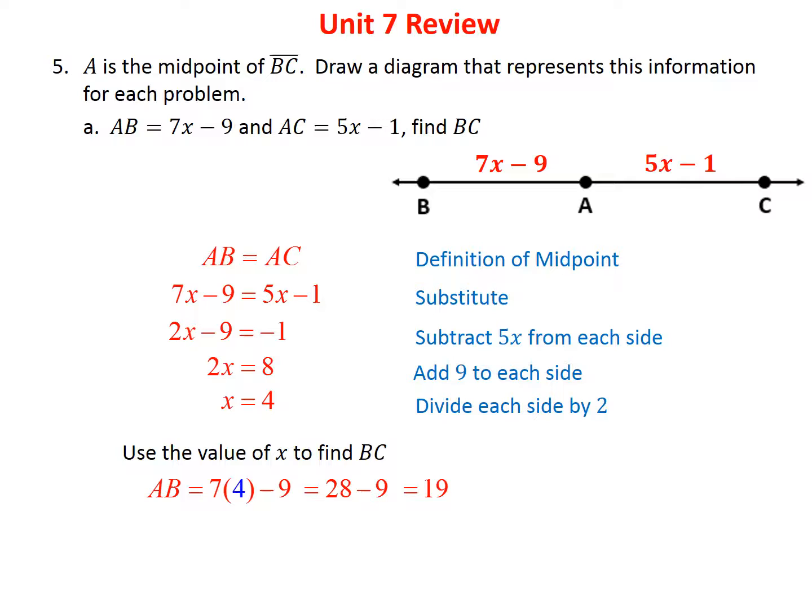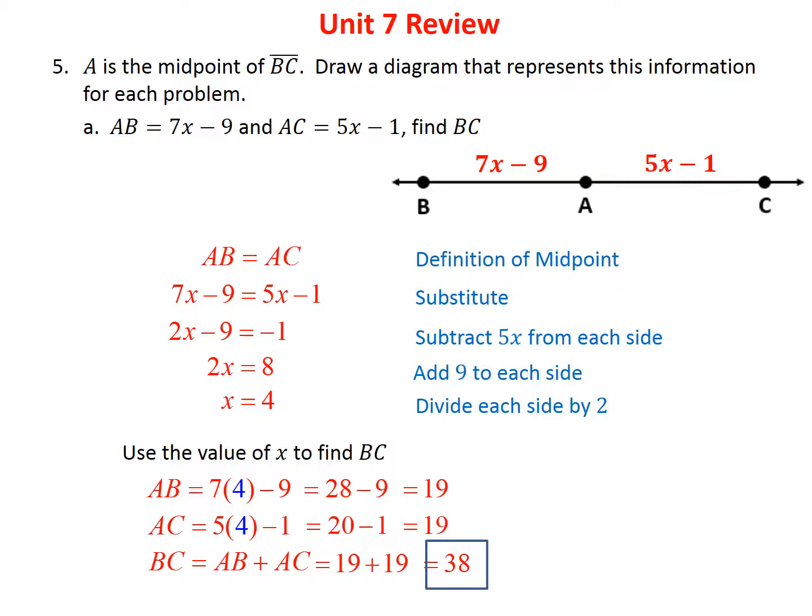We could at this point recognize that AC is also 19 and add them together, but just to check that we did our math right, I'm going to put in AC as well, and now they're both 19, so I know I did this problem right. If you're doing this problem on a test and they're not the same, you know you did something wrong finding x. And now to find BC, we recognize that BC is the sum of AB and AC, so we just add them together, and our answer is 38 is the whole length.